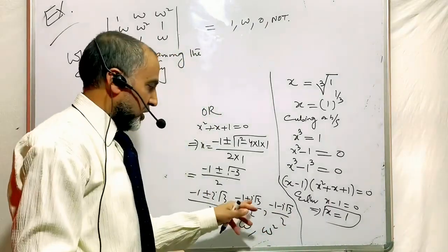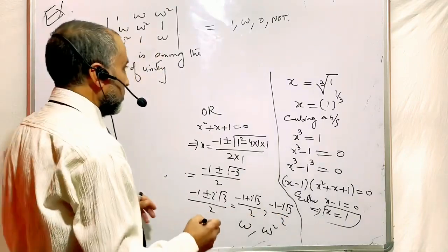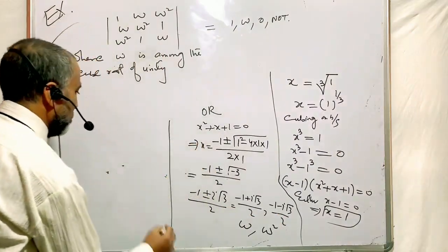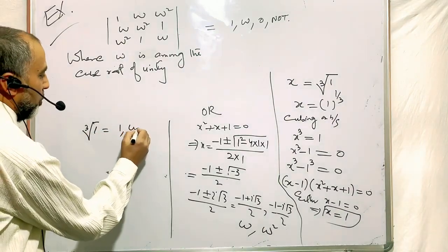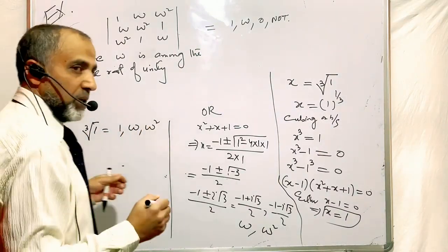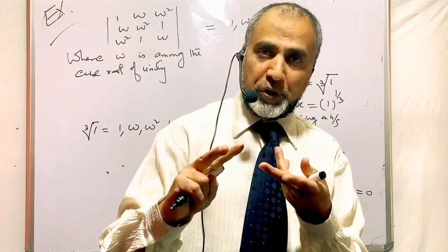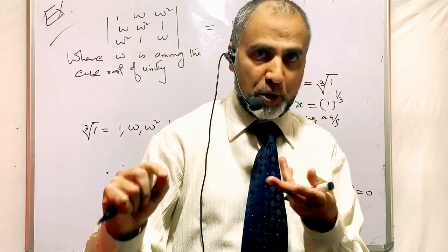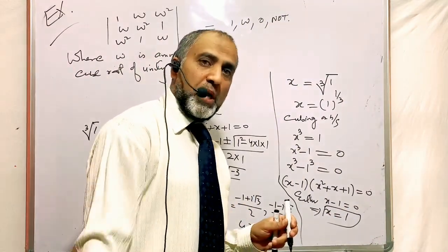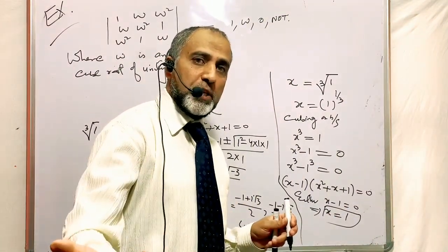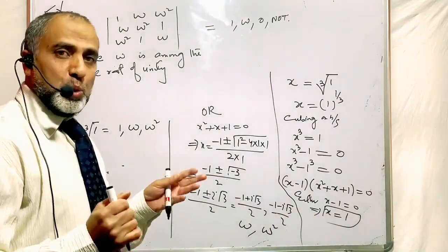If you practically square it, it will be equal to the other one. That means the cube roots of unity are 1, omega and omega square. One is real, and two cube roots of unity are omega and omega square. Their values are minus 1 plus iota under root 3 by 2 and minus 1 minus iota under root 3 by 2. So we got these as cube roots of unity.